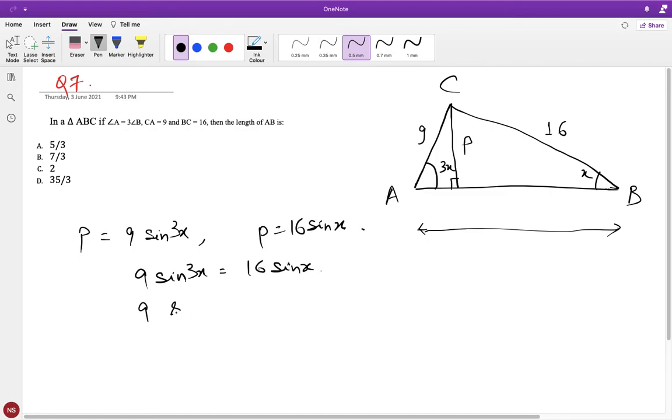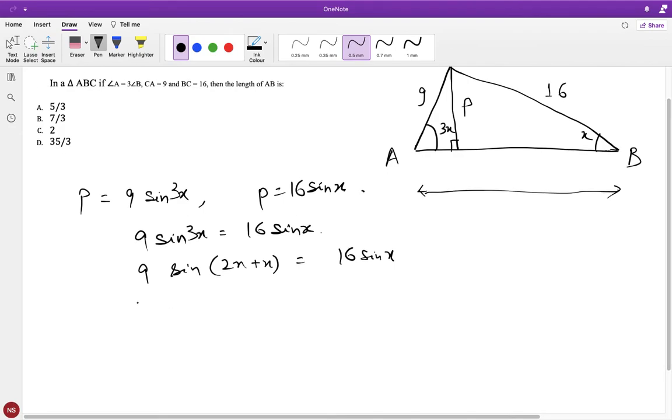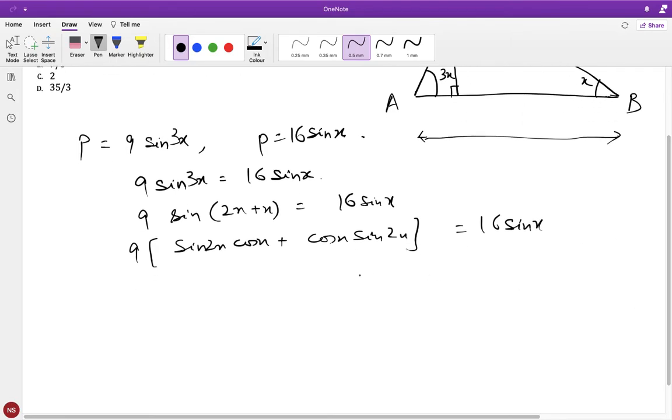Okay, so sine of a plus b is sine a cos b plus cos a sine b. Very lengthy problem. Instead, if we remember the formula, it becomes much easier. Sine 2 theta is 2 sine theta cos theta.